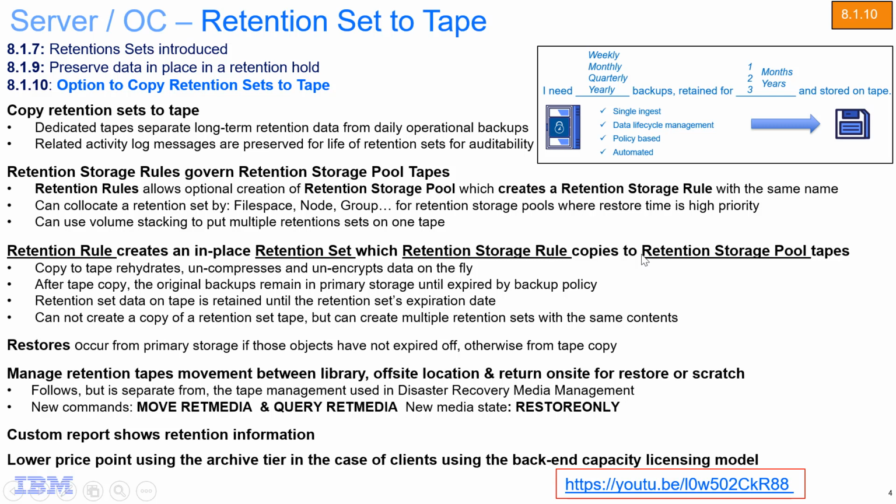And now we can take those point-in-time snapshots, which were previously created in place, meaning they were created wherever the backups are currently residing, and we can copy those out to tape. When we do this, we do have a dedicated tape or tapes for the retention data so that this is separate from your daily operational backups. And of course, that's going to help when it comes to restores.